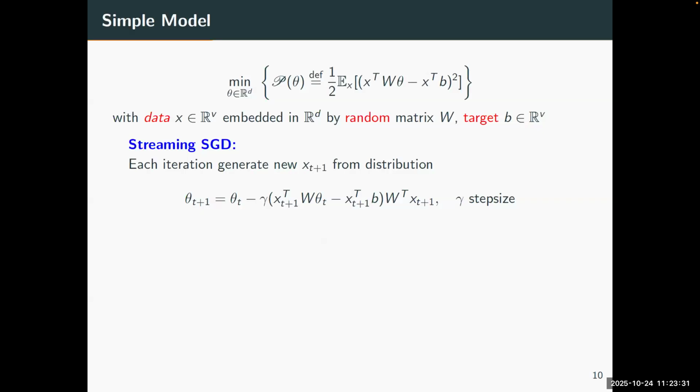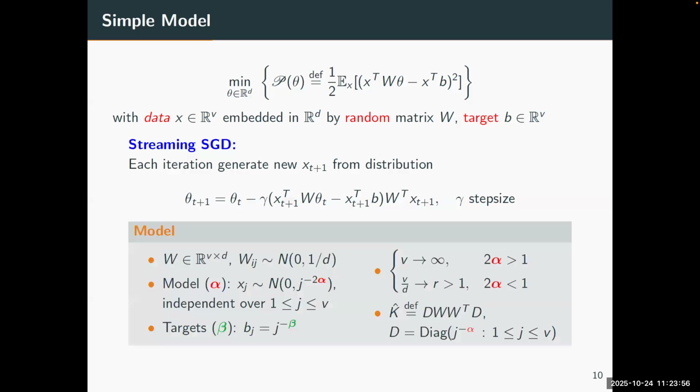So what is the model? The model is really simple. We just wanted, again, to mimic LLMs. I'm not going to be able to actually do this on an LLM because that would require too much, it's more complicated. So the idea is that I'm going to take my data, which lives in R^V and is embedded in R^D by a random matrix W. And I'm just going to run streaming SGD off of it.